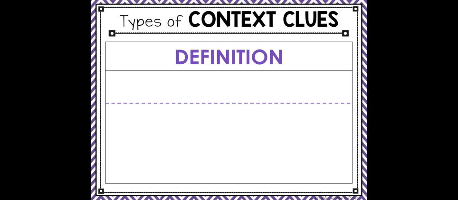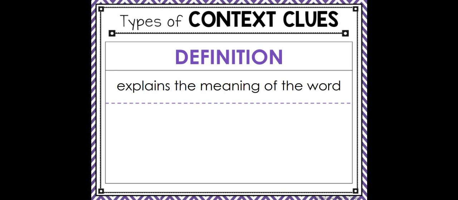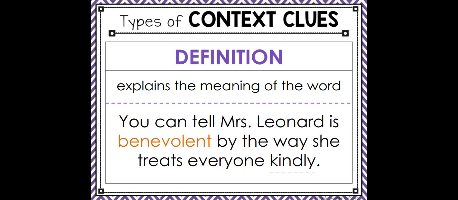Readers can look for definitions. Definition explains the meaning of the word. For example, in this sentence, you can tell Mrs. Leonard is benevolent by the way she treats everyone kindly. The underlined word shows the definition of the orange word.